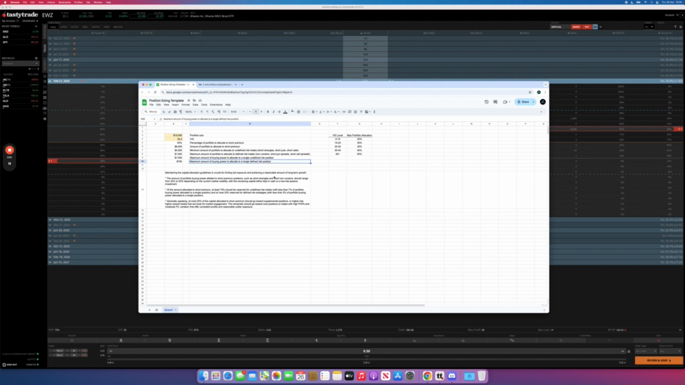It will tell you the maximum amount of buying power to allocate to any single defined risk position, undefined risk position, how much of your portfolio you should be allocating to short premium strategies in general. And as long as you follow this template, you will be absolutely fine over the long term. You won't have any problems.